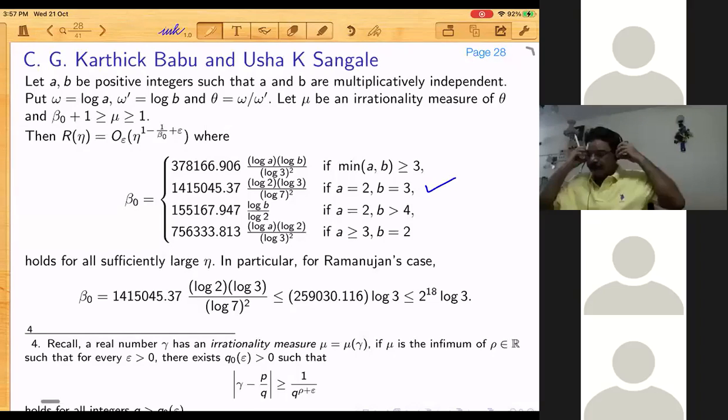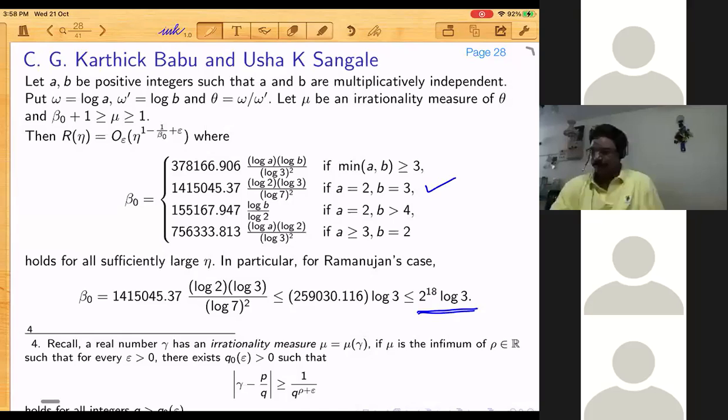In particular, beta naught is less than or equal to 2 to the power 18 log 3. So this is just one particular byproduct. What we obtained earlier was 2 to the power 40 times log 3. Now they have reduced it to 2 to the power 18 log 3. This is just a byproduct. This is just a remark. So this is the latest update on the problem of Ramanujan.